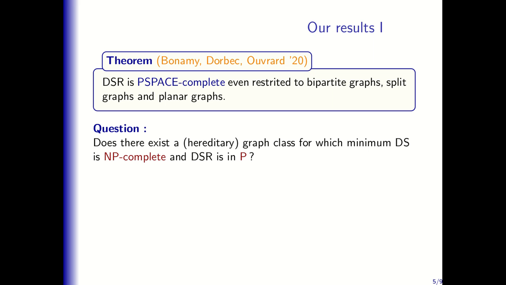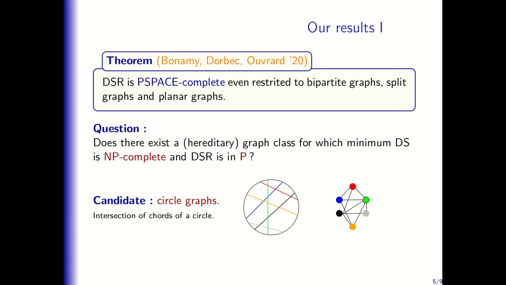And so they propose a candidate for this question, which is the class of circle graphs. Circle graphs are the graphs of intersections of chords of a cycle. Basically, you have this cycle and chords on it, and the chords correspond to vertices. You put an edge between two vertices, for instance between yellow and green, if the corresponding chords intersect. So there is an edge between green and yellow, but no edge between blue and black.